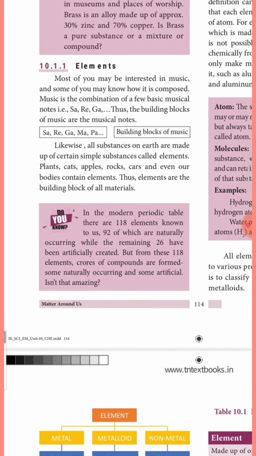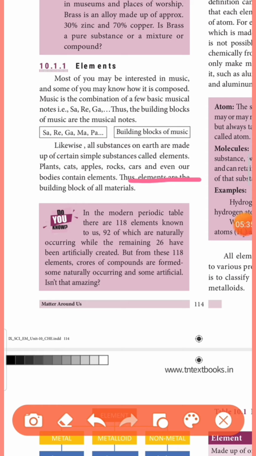Most of you may be interested in music and some of you may know how it is composed. You know the tune Sa Ri Ga Ma, Pa Da Ni Sa. Yes, thus the building blocks of music are the musical notes. Likewise, all substances on earth are made up of certain simple substances called elements. Plants, cats, apples, rocks, cars, and even our bodies contain elements. Thus, elements are the building blocks of material. So, what are elements? Elements are the building blocks of all materials.